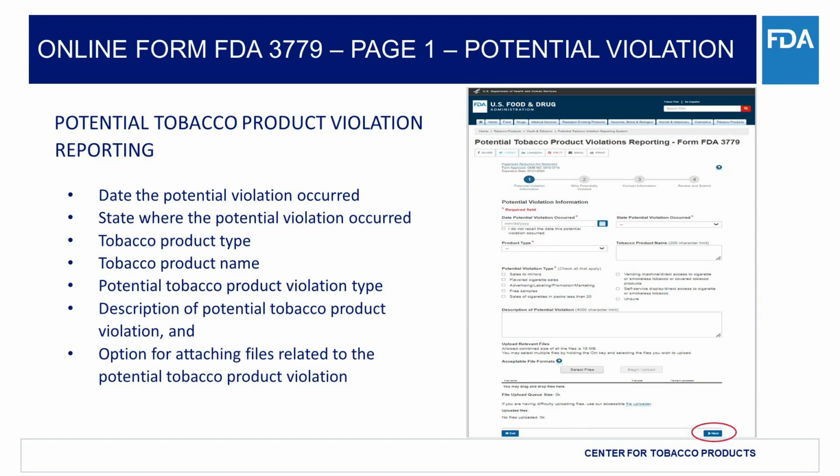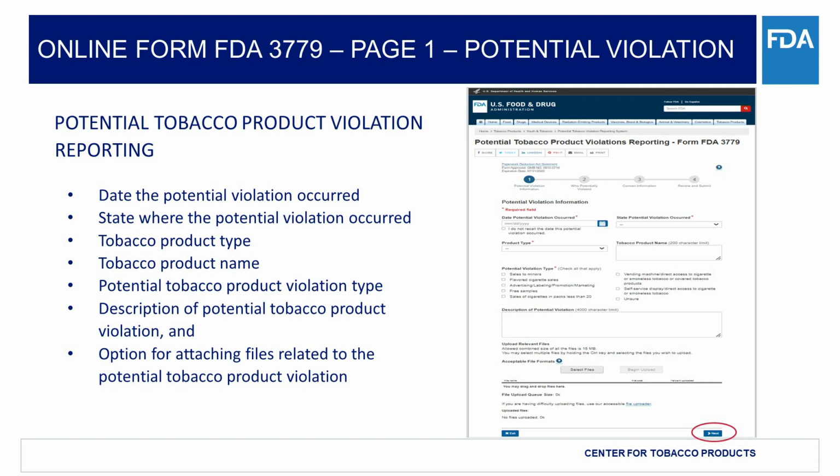This is page 1 of the form. As seen on the slide, you will enter information about the potential violation. Required questions are marked with a red asterisk and include date of potential violation. This is not the date the form is submitted, but when the violation happened. State where the potential violation occurred. Tobacco product type. This is very important, as well as the potential violation type.